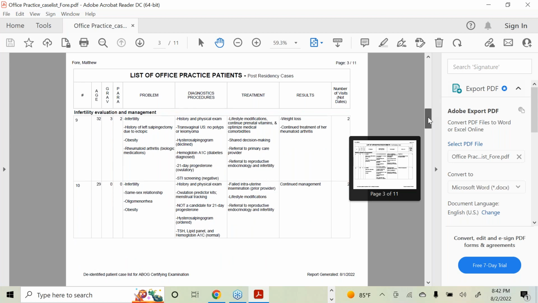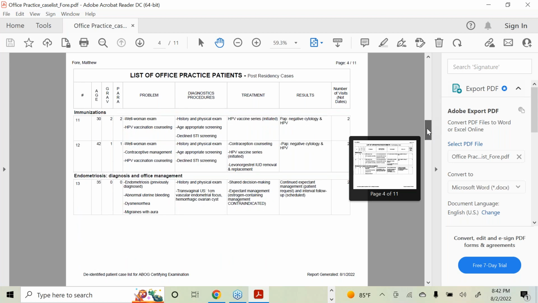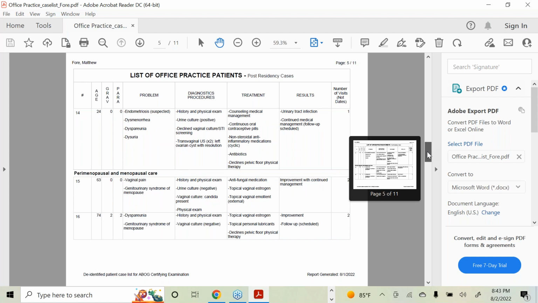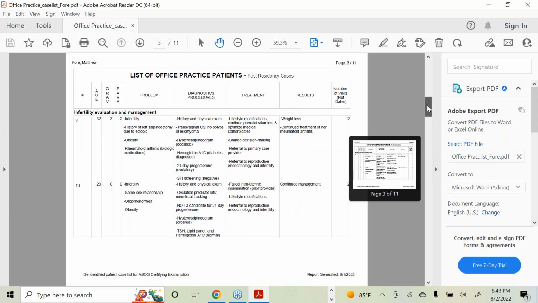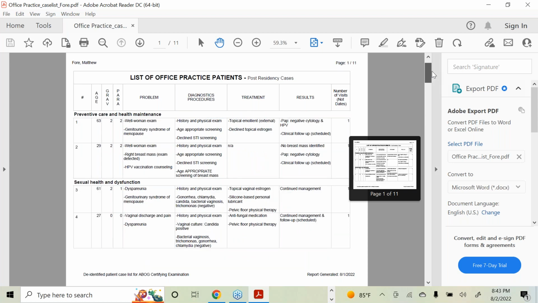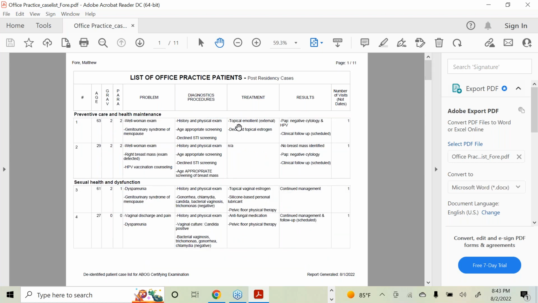Not necessarily. The main thing is, when I list well woman exams, the treatment column also includes age-appropriate screening or counseling or something like that. I guess we have to know very much the primary care aspect of it, thyroid screening after I think it's 45, and diabetes screening. Is that fair game?